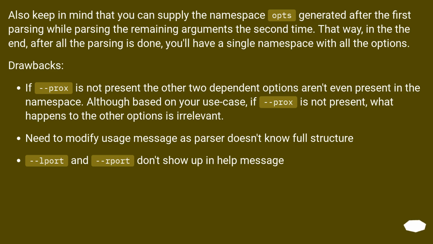with all the options. Drawbacks. If prox is not present, the other two dependent options aren't even present in the namespace. Although based on your use case, if prox is not present, what happens to the other options is irrelevant. Need to modify usage message as parser doesn't know full structure. Laport and report don't show up in help message.